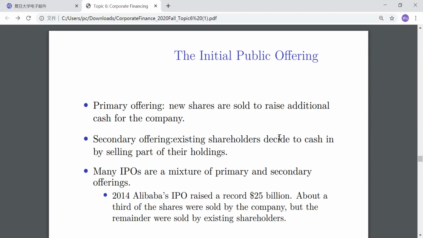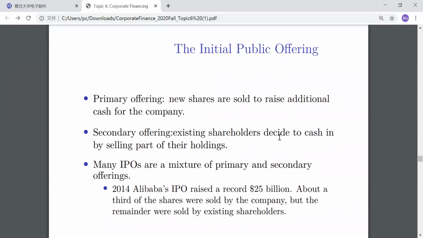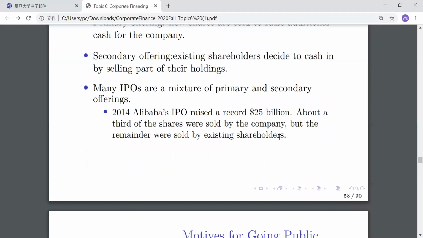For example, the 2014 Alibaba IPO raised a record of 25 million, but actually about a third of the shares were sold by the company, and the remainder was sold by existing shareholders. So you can do a mixture of primary and secondary offering, but in most cases, firms either do a primary offering, where they first go on the market and raise financing, or they do a secondary offering, which is by existing shareholders to cash in by selling part of their holdings. This is the initial public offering.